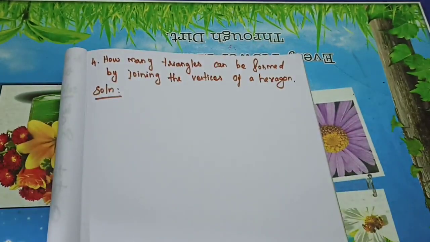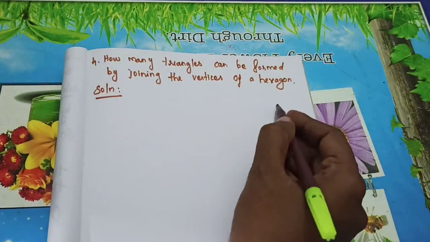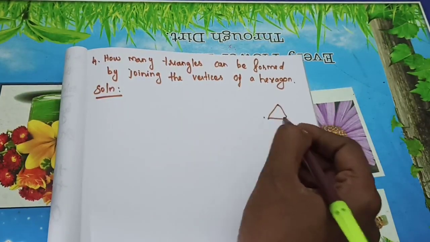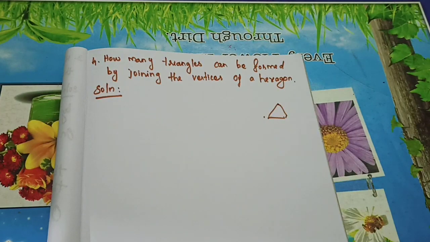Okay, now I am going to ask one question to you. How many vertices are there in a triangle? 3. How many vertices are there in a hexagon? Hexagon, 6. Correct? So keep it in mind. Using 3 vertices you can draw a triangle. Is it right? So this is triangle 1, 2, 3. So they are asking the question, how many triangles can be formed by joining the vertices of a hexagon?